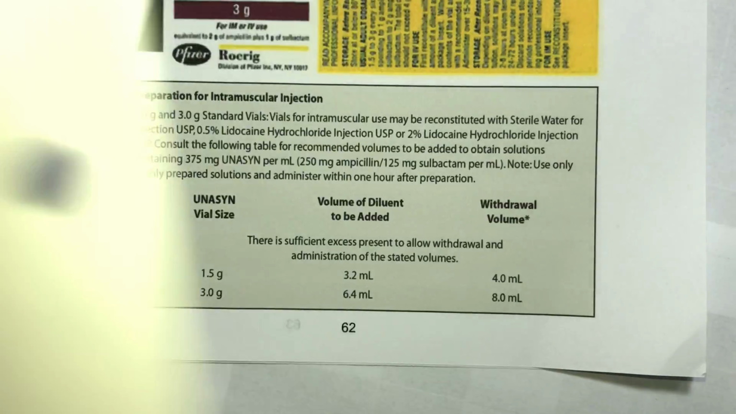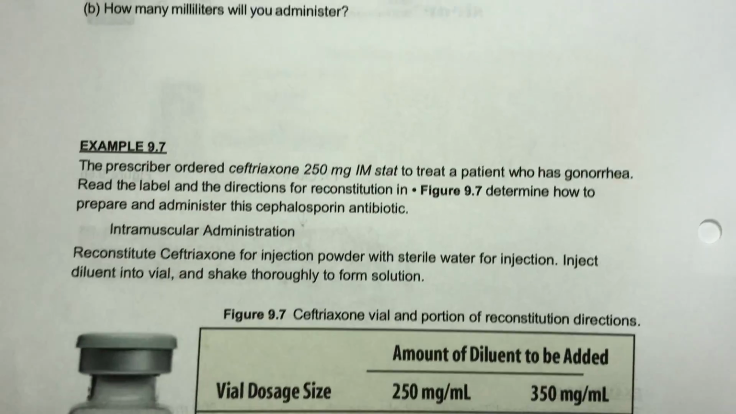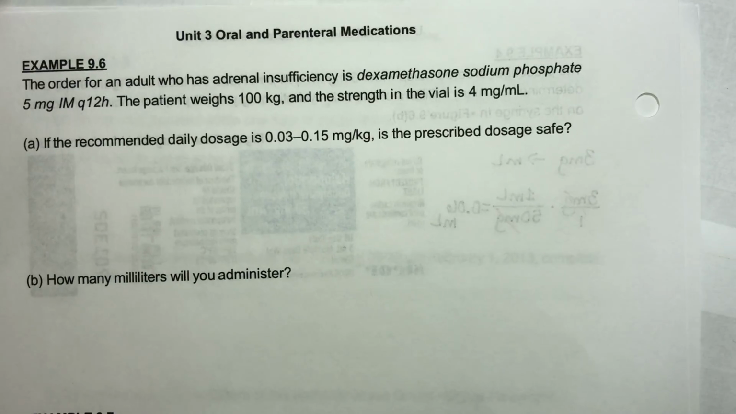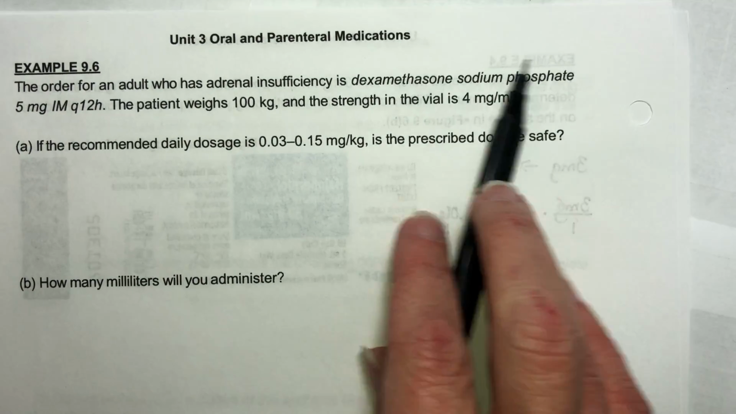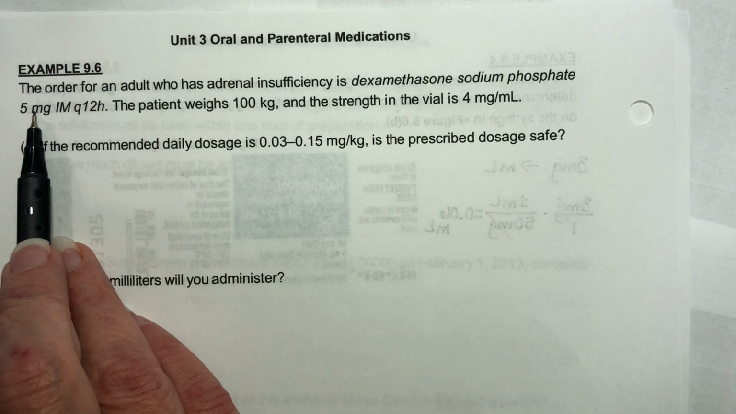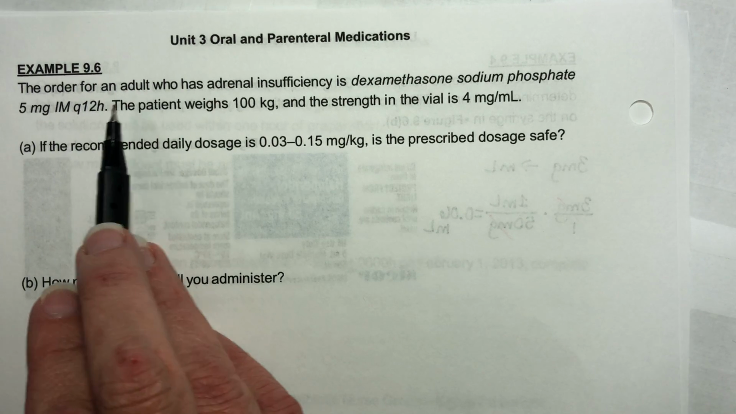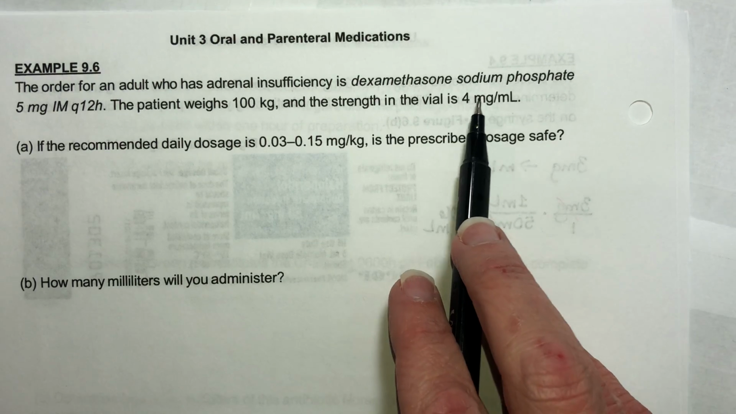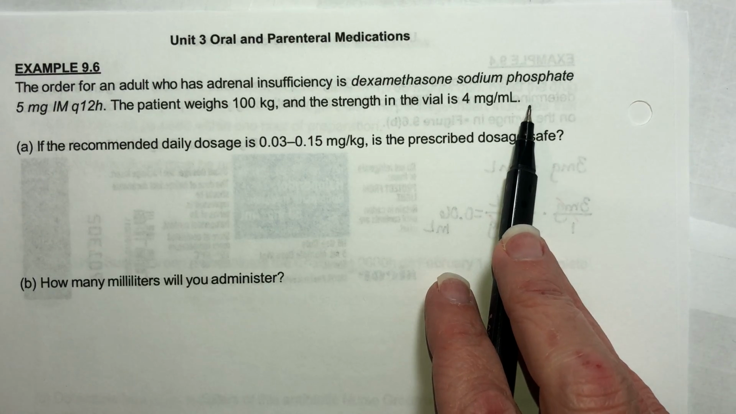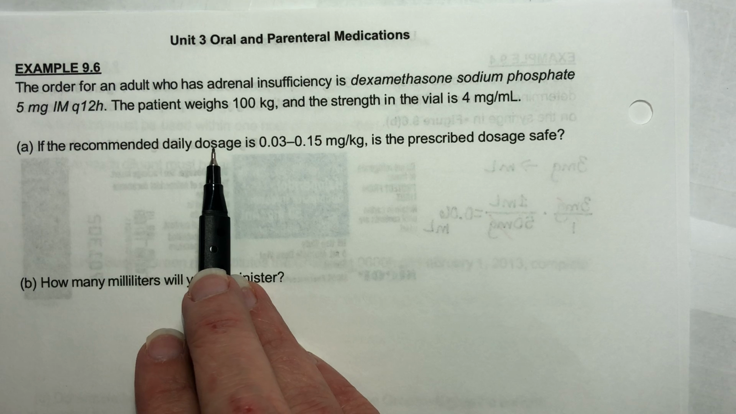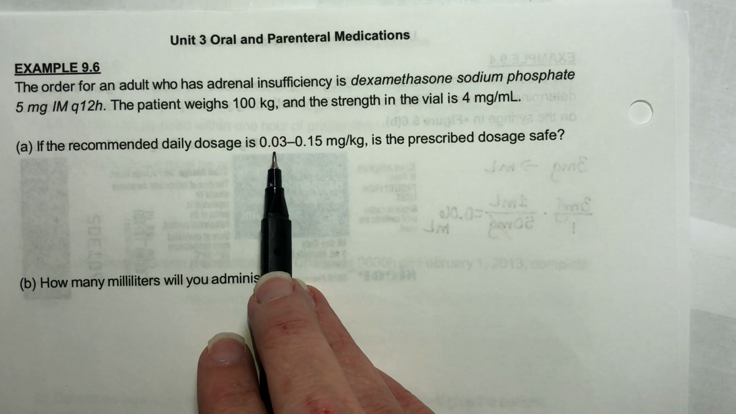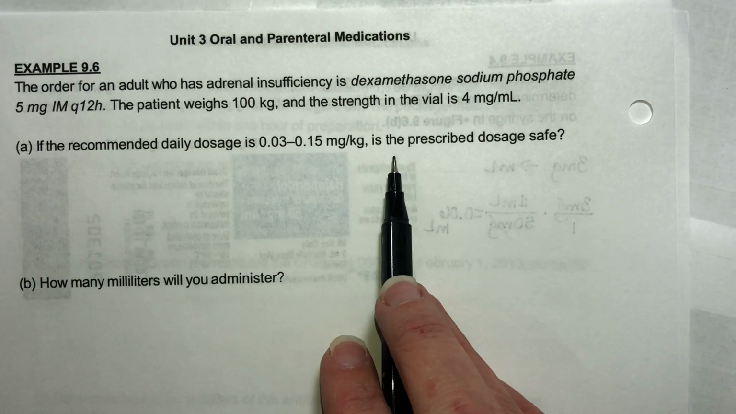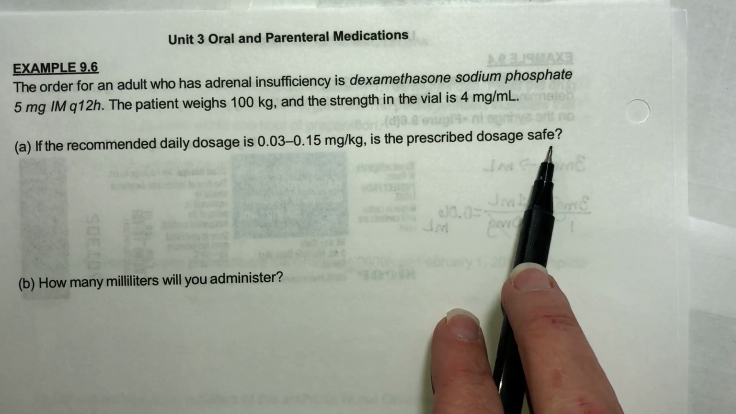Okay. All right, 9.6. The order for an adult of this drug is 5 milligrams every 12 hours. The patient weighs 100 kilograms, and the strength in the vial is 4 milligrams per milliliter. If the recommended daily dosage is 0.03 to 0.15 milligrams per kilogram, is the prescribed dosage safe?